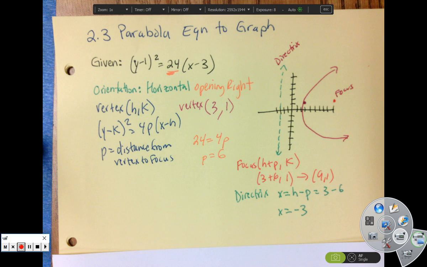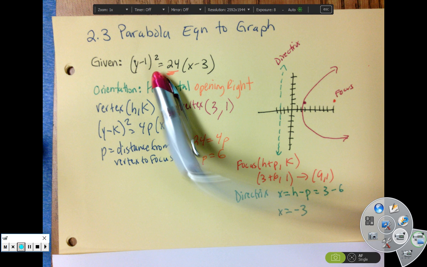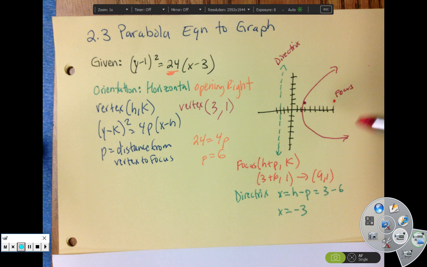So once again, to recap the steps, first thing you want to do is identify the orientation, then you want to identify the vertex, then you want to find the focus and the directrix.